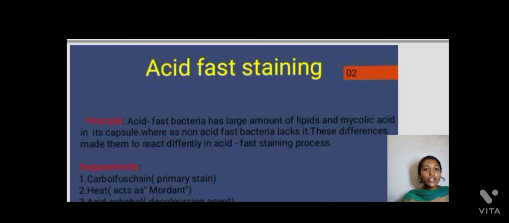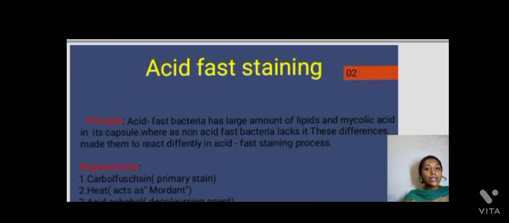We already differentiated gram-positive bacteria from gram-negative bacteria by gram staining. Again, the gram-positive bacteria are divided into acid-fast bacteria and non-acid-fast bacteria. To differentiate both acid-fast and non-acid-fast bacteria, we will follow this process.